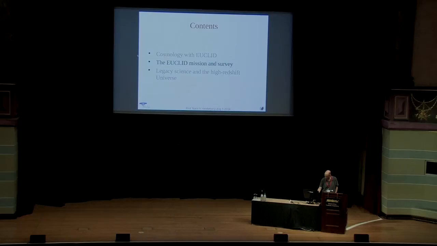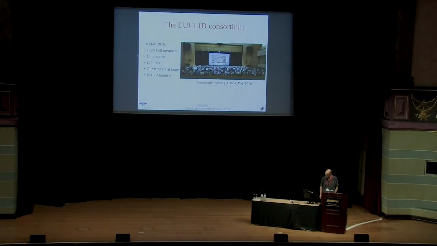So let me now turn to the Euclid mission and survey. And let me start with the Euclid consortium, which I guess is the equivalent of DPAC as for Gaia, as we've just heard. So the consortium is probably 3 times larger than the Gaia consortium. The last count was 1,300 members and counting, 15 countries, 125 labs, and 70 members at large, in particular from the US, as NASA is also participating in the mission.